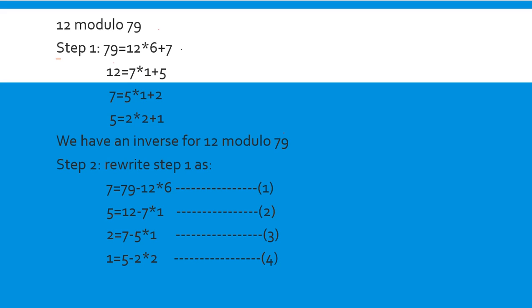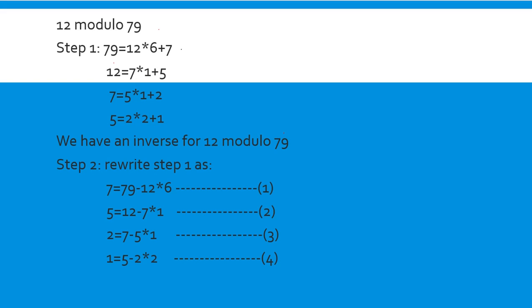Inverse is nothing but, let us take an example, that is 12 modulo 79. Suppose 12 has an inverse and it is multiplied with it and taken mod 79, then we have to get the remainder 1. Then it is said that 12 has an inverse. It's not necessary that every number has an inverse. So the first step is to check whether 12 modulo 79 has an inverse.